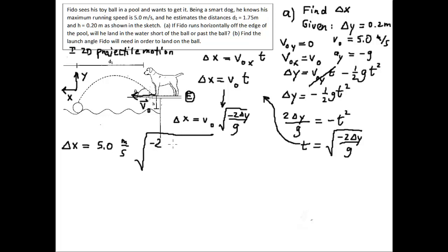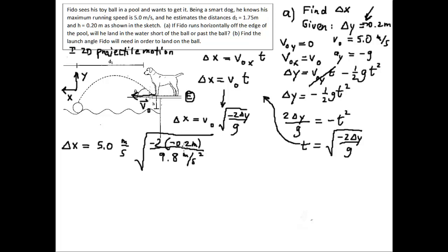Negative 2. The negative sign is important because delta y, look at what I did in my given information. I made the same mistake that I've talked about in class. I wrote that delta y is 0.2 meters. It's actually negative 0.2 meters because the dog ends up below the starting point. So that should be negative 0.2 meters. And then we divide by g, which is 9.8 meters per second squared.